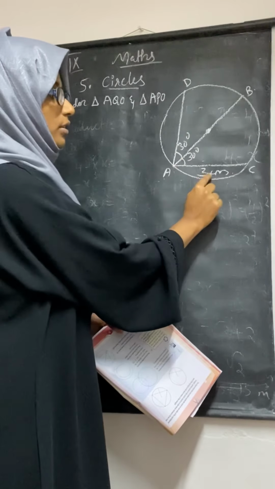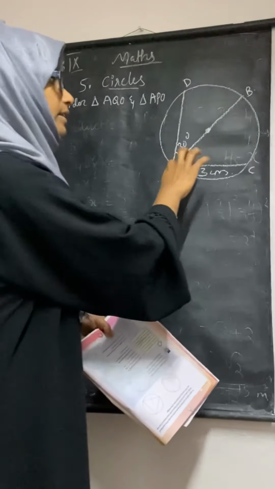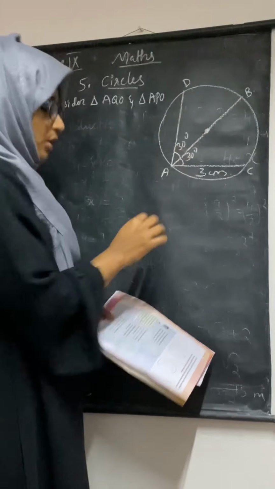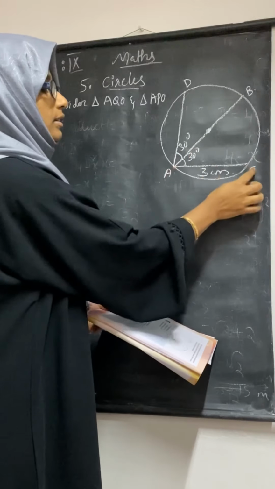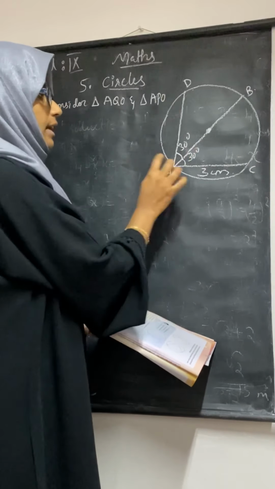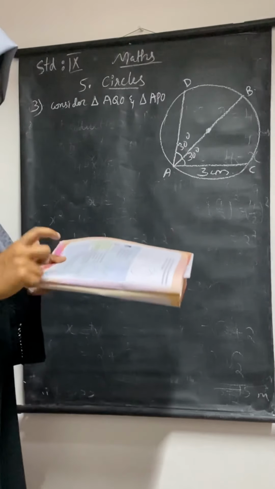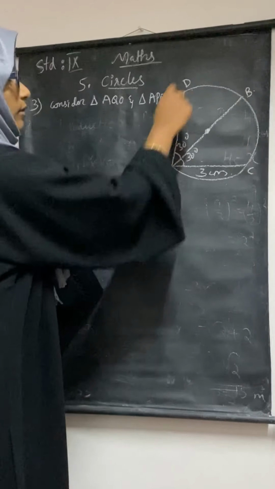This is one chord, 3 cm given. This is another chord without a length given, and this is the diameter, which they didn't ask about, they asked only about this one. So we have to give the names also. Diameter AB is given, this chord is AC, this chord is AD, and one angle is 30 degrees, here this angle also 30 degrees. We need to find out the length of AD.